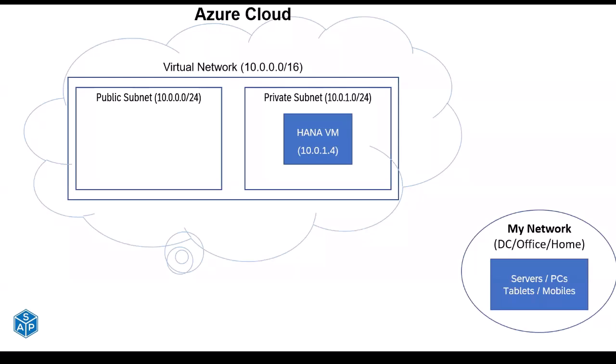Now, you need to access the VM which is placed inside the private subnet from your network. So how can you access it? There are different ways by which you can access it. One of the ways is that you can have a direct connection. It's called a point-to-point connection.